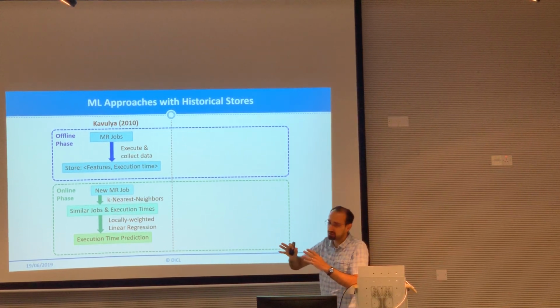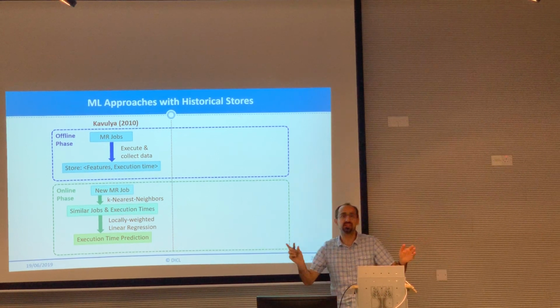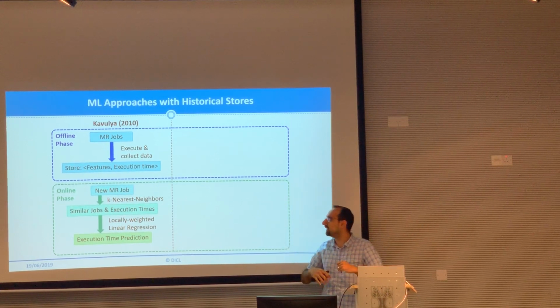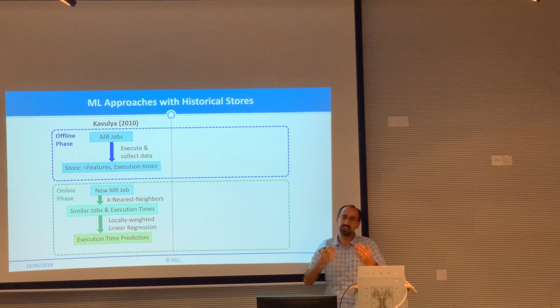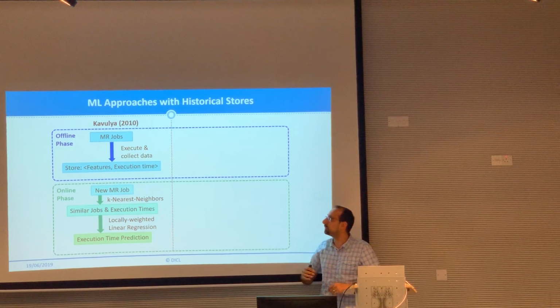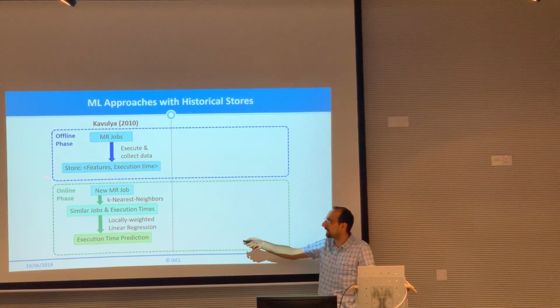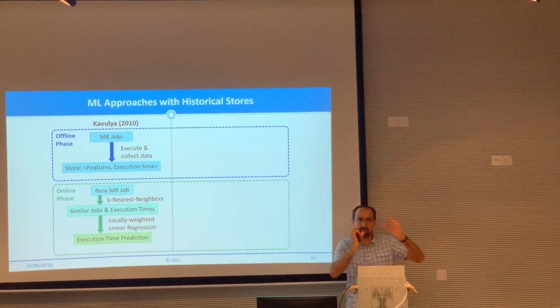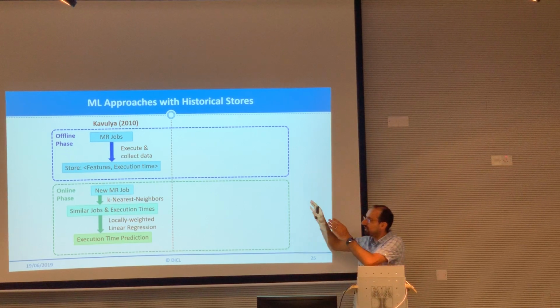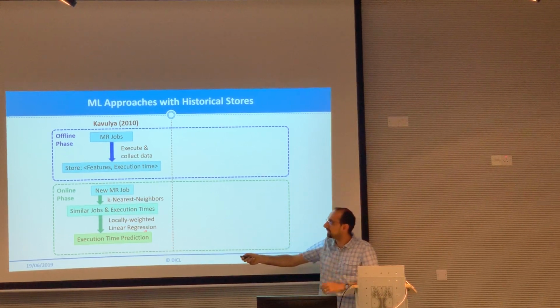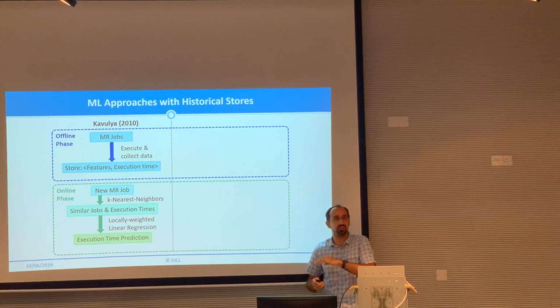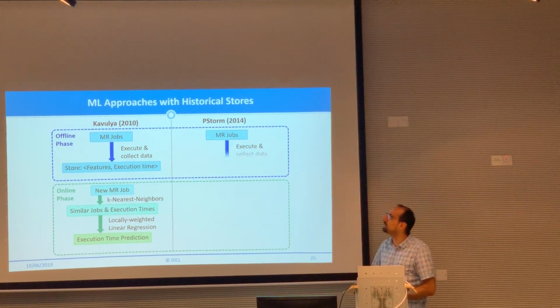And then you store a set of features along with the execution time, where the features could be the name of the job, how many tasks it used, how big was the input data, etc. So then when a new MapReduce job comes in, you can do something like k-nearest neighbors to find some of the similar jobs, probe the store, get the execution times, and in order to predict the execution time. So that would be one way to do it.